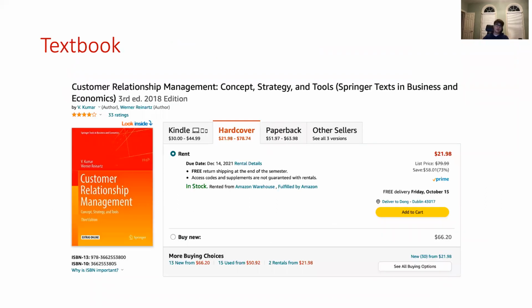And textbook. We will use this textbook, Customer Relationship Management: Concept, Strategy, and Tools. This is the third edition, which was first published in 2018. And the authors of this book are V. Kumar and Werner Reinartz. This book is available on Amazon and the university bookstore.